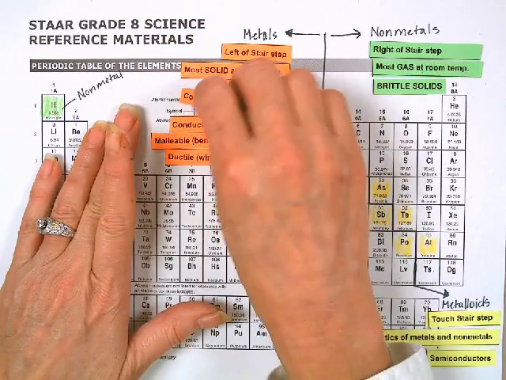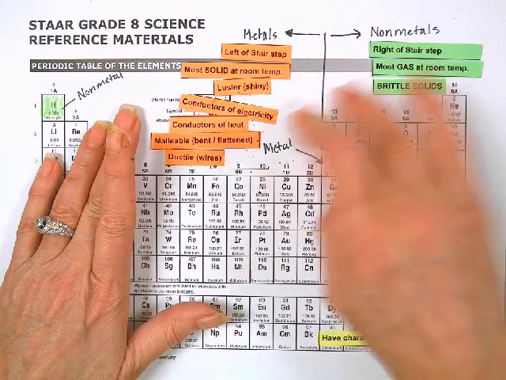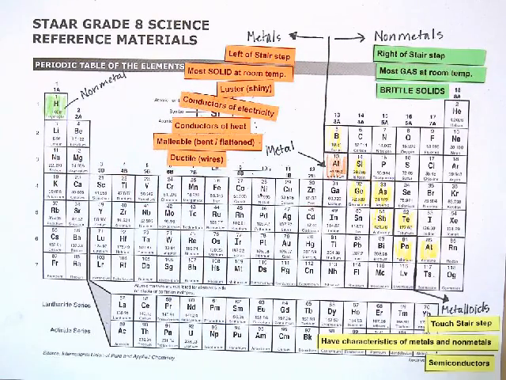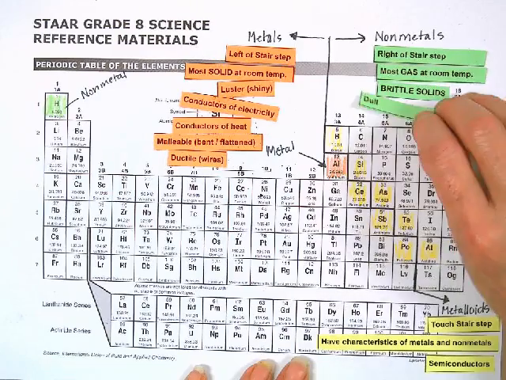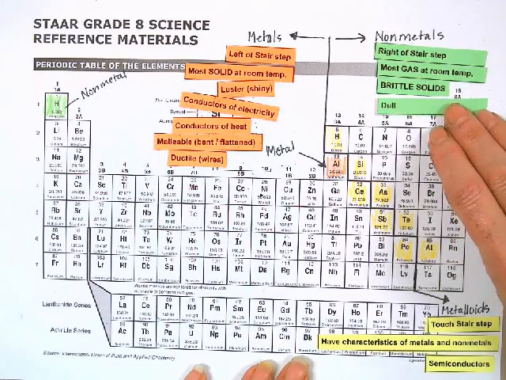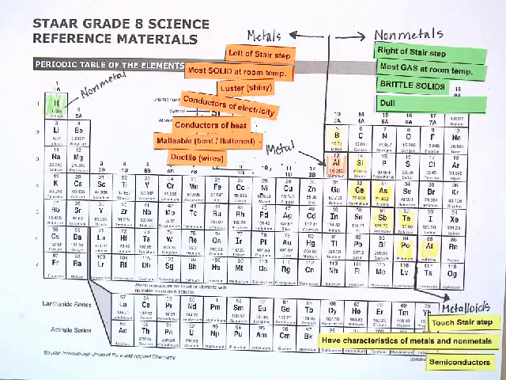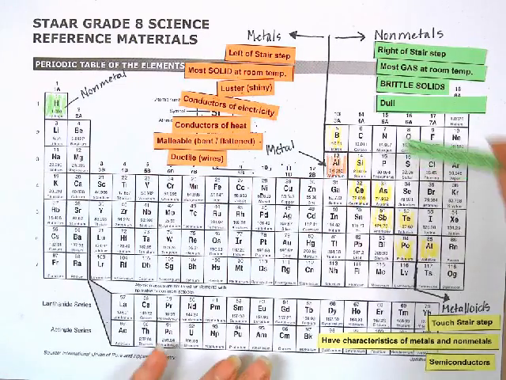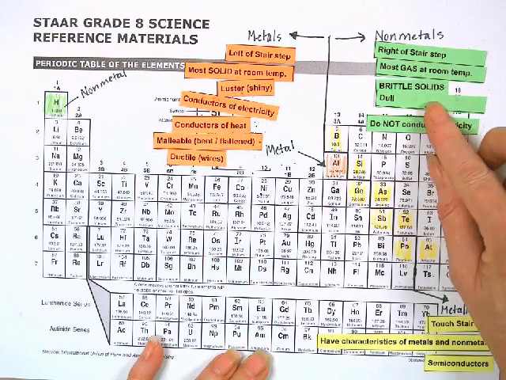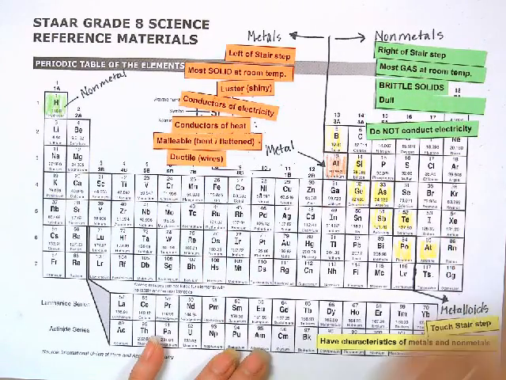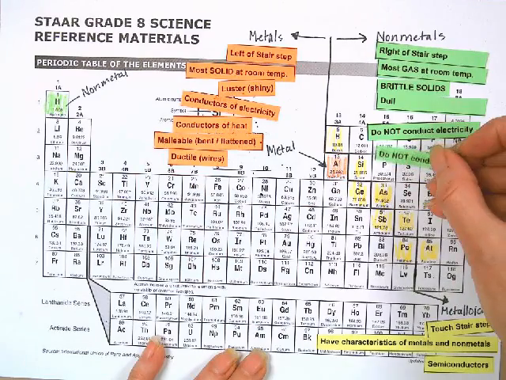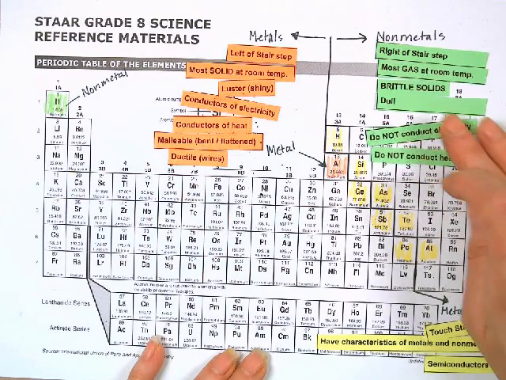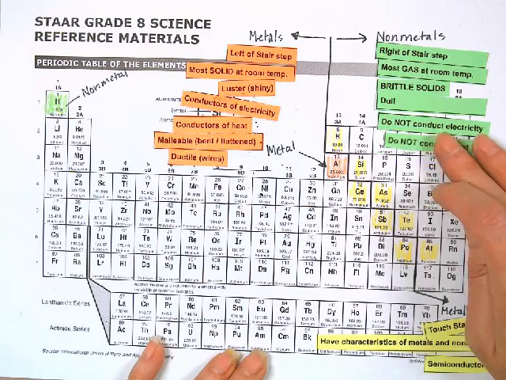That piece, there we go. All right, and so we just talked about the fact that they are brittle solids, and they are not shiny. They are dull. There's nothing shiny about them. Also, all nonmetals are not conductors of electrical energy, nor are they conductors of heat energy. So they do not conduct. Sometimes you might refer to them as insulators.